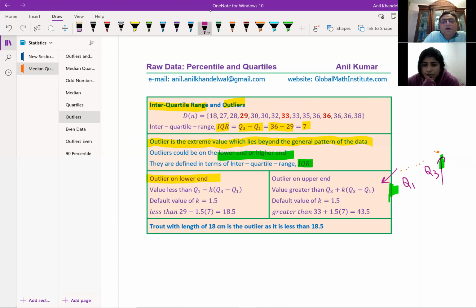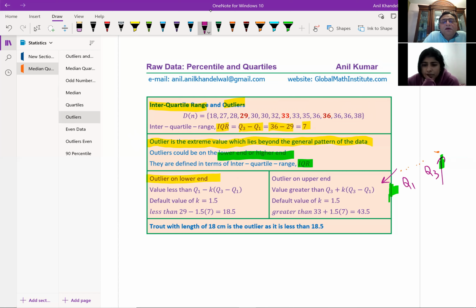This formula is Q1 minus K times, in this case 1.5 times 7, because 7 is our interquartile range. And Q1 we calculated as 29. So 29 minus this is that much to the left of Q1. Then we'll consider all those points to be outliers on the lower end. Similarly, the outlier on the upper end will be beyond Q3 plus that. If this distance is more than 1.5 times 7, which is our interquartile range, it's an outlier.